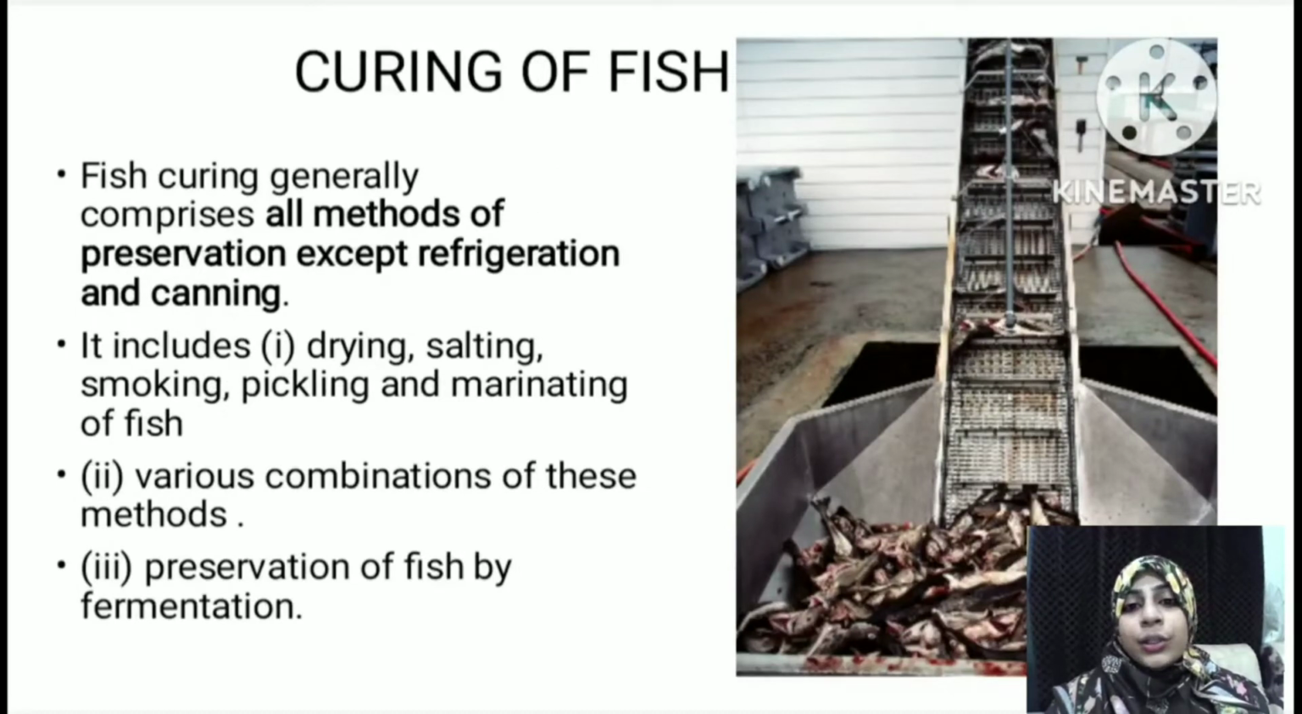Next is curing of fish. Fish curing generally comprises all methods of preservation except refrigeration and canning. It includes drying, salting, smoking, pickling and marinating of fish. Various combinations of these methods are preservation of fish by fermentation. These are the methods which come under curing technique of fish.